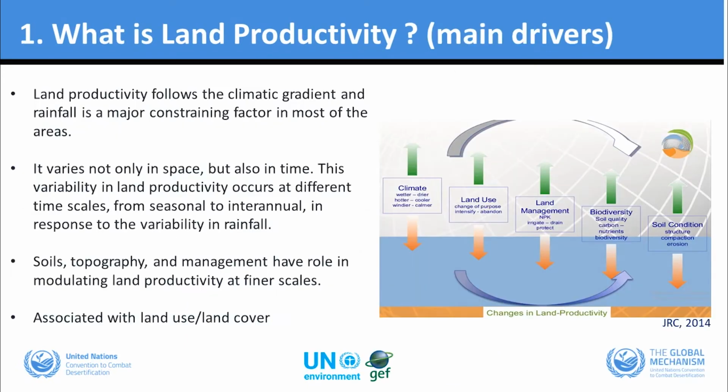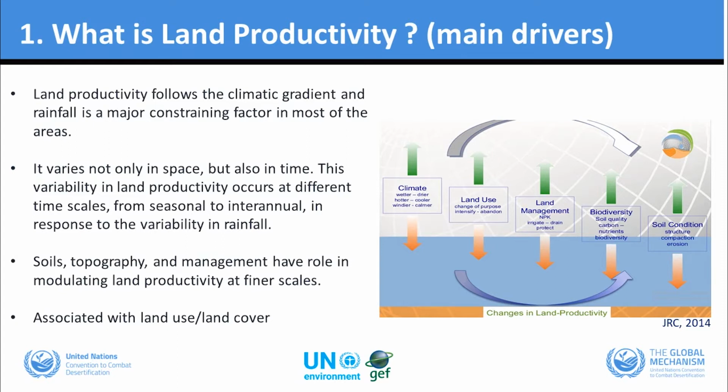And land productivity main drivers in general follow the climatic gradients, and rainfall is a major constraining factor in most of the areas. It varies not only in space but also in time. This variability in land productivity occurs at different time scales from seasonal to interannual in response to the variability in rainfall. The climate is not the only variable. Also, soil, topography and management have a role in modulating land productivity at fine scale.